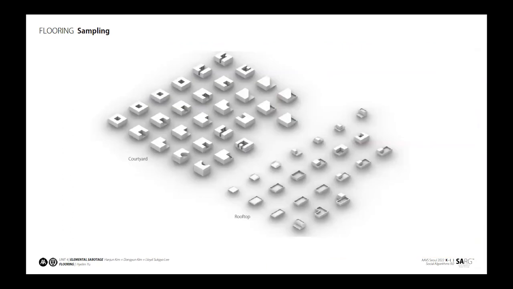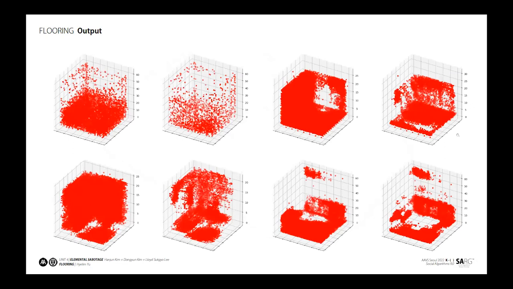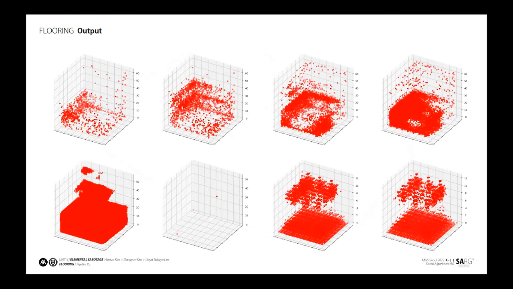So I modeled several types of elements. These are courtyards and rooftops. And based on it, these are my outputs. And I think some of the empty parts are courtyard voids or space between courtyard and rooftop.